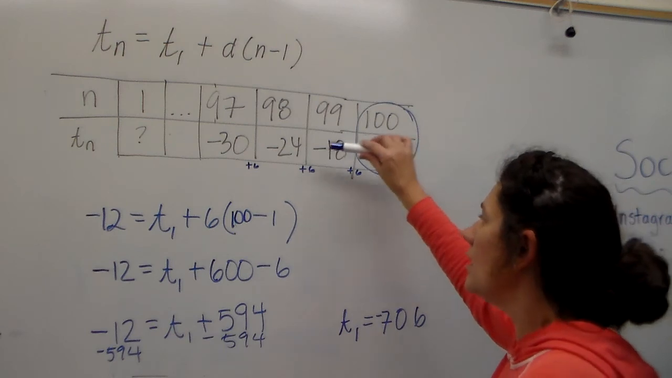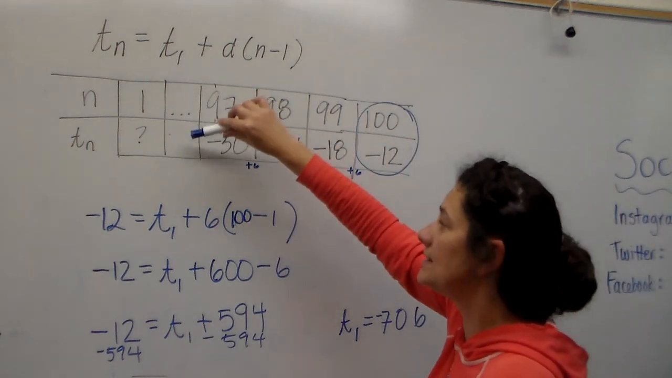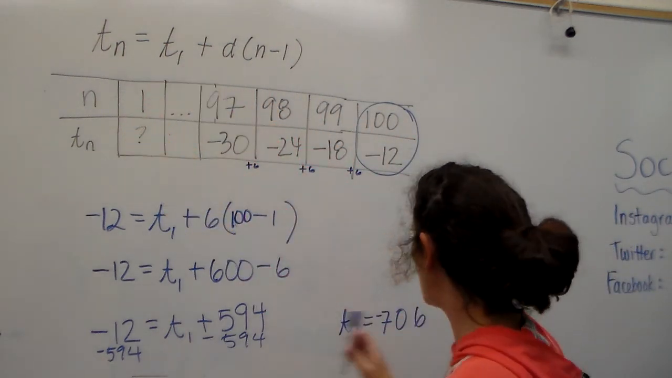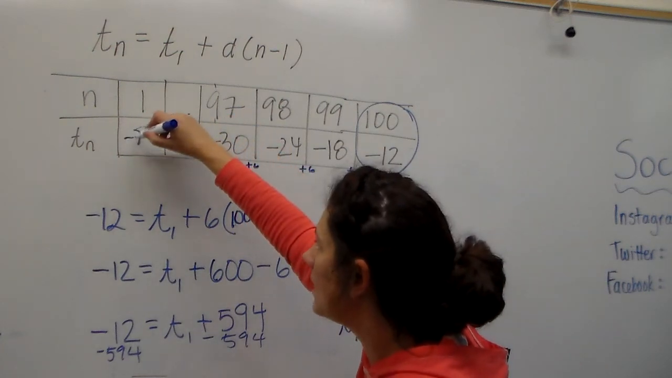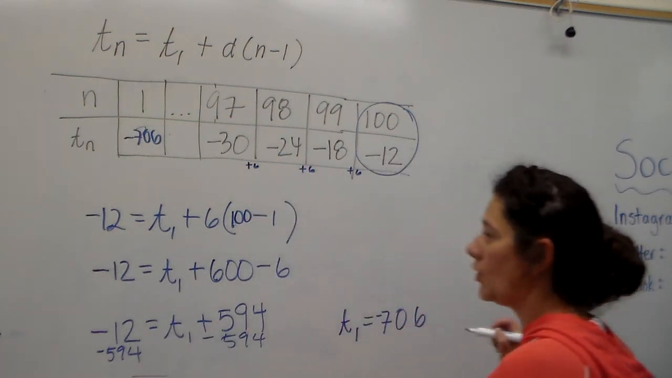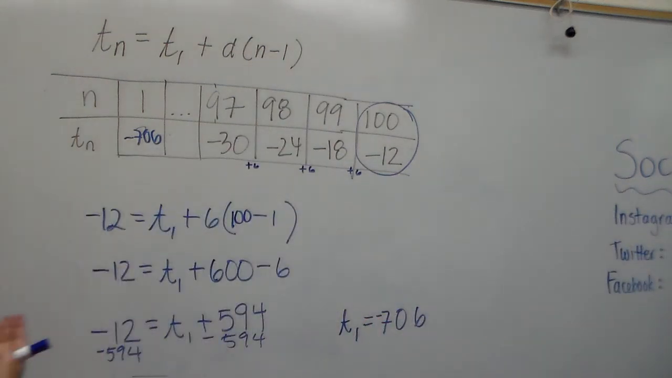That should make sense. These numbers, if we go backwards, are getting deeper and deeper into negative territory, so it makes sense that this might be negative 706. And that's how you find the first term.